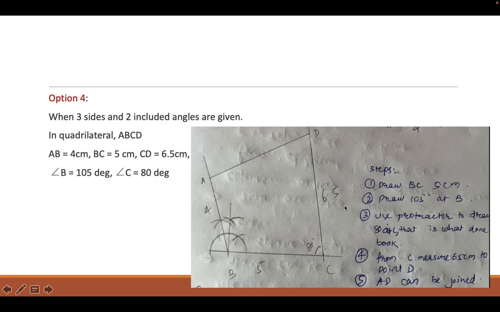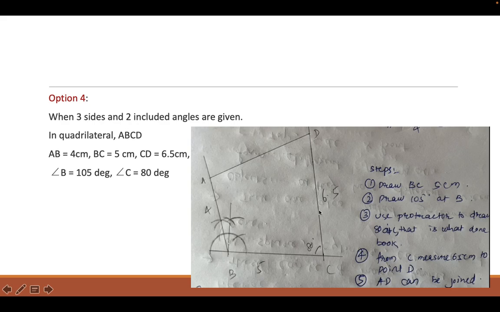So first step, draw BC. BC is given to you 5 centimeter, and you know B angle, you know C angle. So B 105, you know already how to draw 105. Draw a 105 here, and you can extend this line. C you know 80 degree, and you can extend this line. To draw C, it is 80 degree. Use a protractor and draw the 80 degree line.